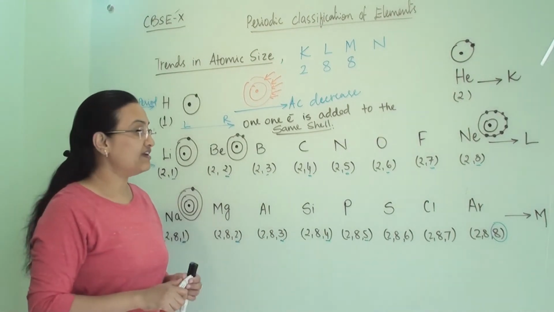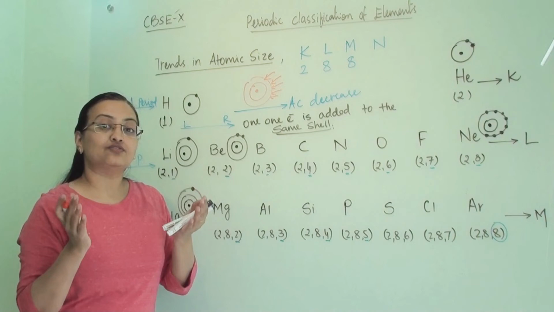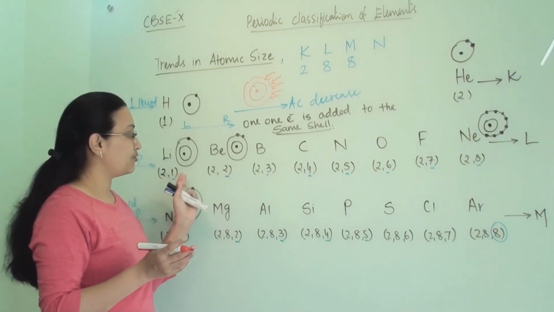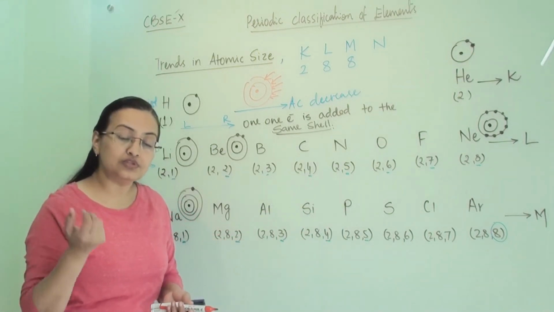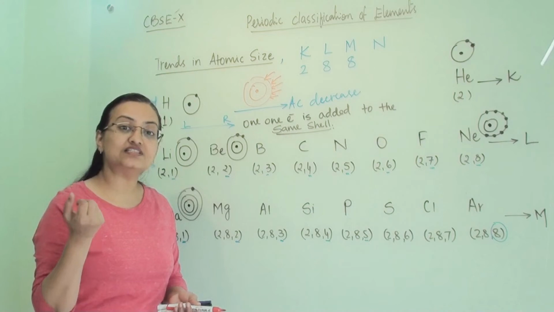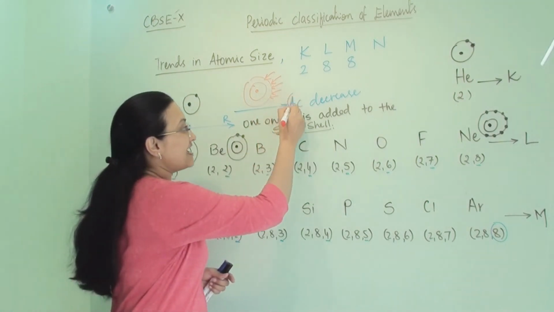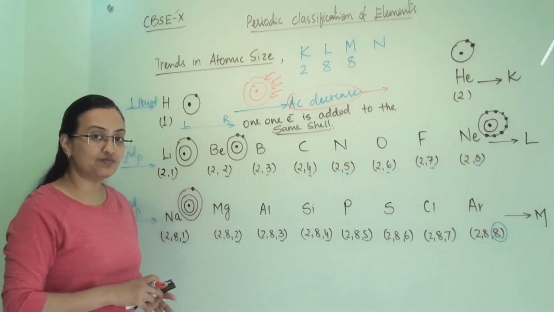So when we reach the right-hand side, the electrostatic force will be greater and the nuclear charge will increase from left to right. The nuclear charge will pull the electrons towards the nucleus, so the atomic size will decrease as we go from left to right. What is the reason behind that?